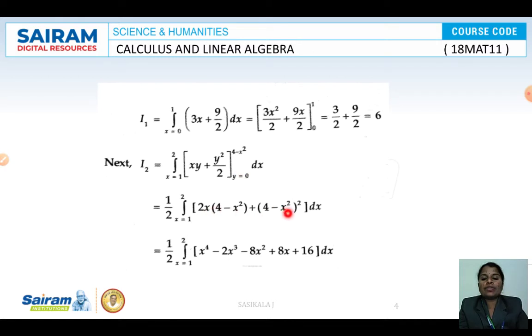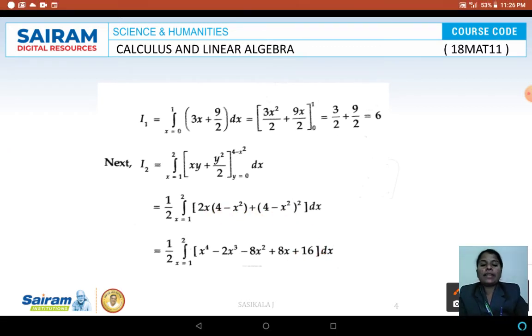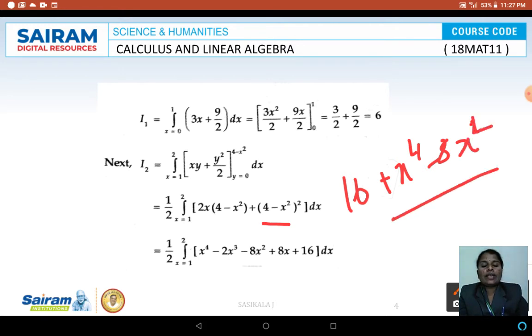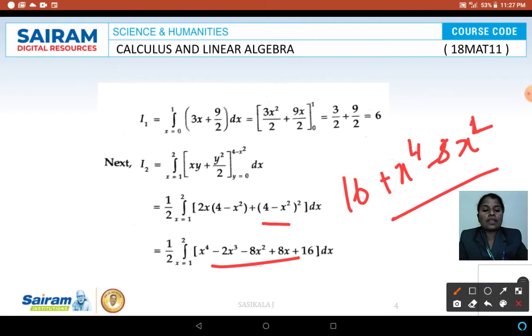Substitute the upper limit and lower limit. I'll be getting 1 by 2 of x power 4 minus 2x cube minus 8x squared plus 8x plus 16 into dx after simplification. For this part you can apply (a minus b) the whole square. So a squared is 16, plus x power 4, b squared, minus 2ab. It is 8x, and x squared you will get. So you can simplify, and you will get this equation.